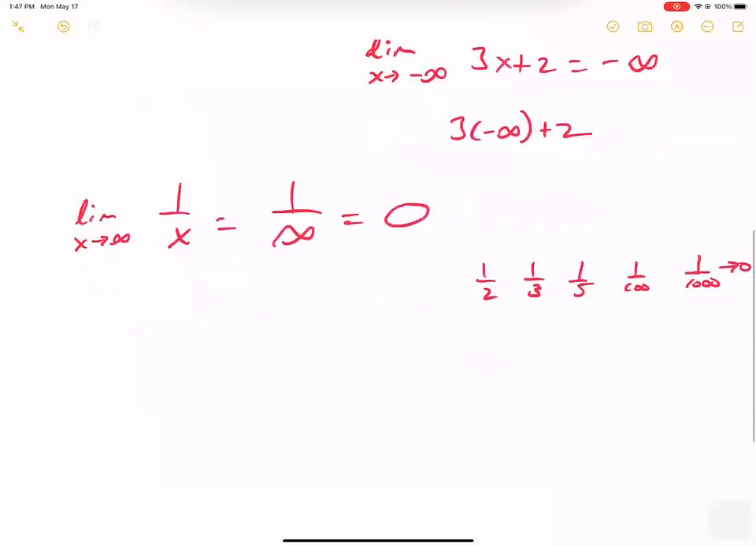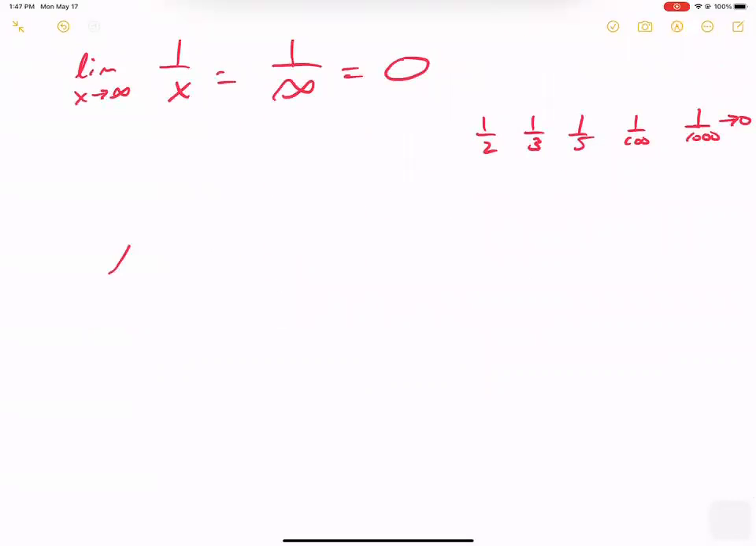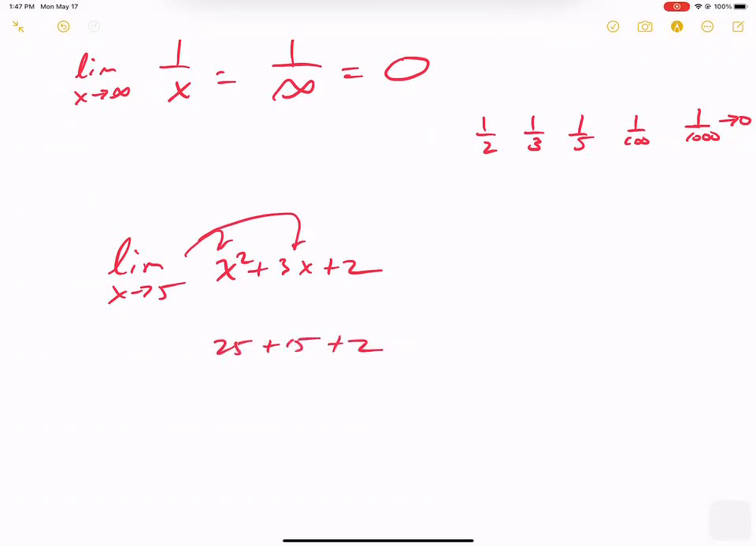Today, your work is really just practicing plugging in limits. What's the limit as x goes to 5 of x squared plus 3x plus 2? What does this graph look like at 5? I don't need to draw a graph. I just need to plug it in. We're not dividing by 0, are we? So it's 25 plus 15 plus 2. 5 times 3 is 15. We end up with 42. That's what the graph looks like. A limit is what it should look like, and it should look like 42 to me.